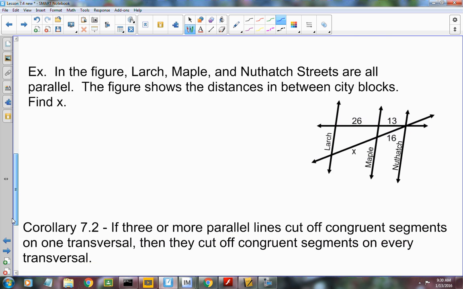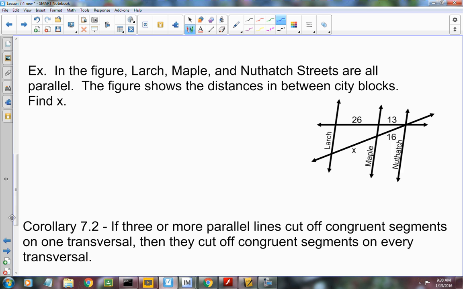Alright, so look at this example. It says in the figure, Larch, Maple, and Nuthatch streets are all parallel. Nuthatch, that's hard to say. The figure shows the distances in between the city blocks. Find X. What do you think? This right here is 26, this is 13. I don't know what this is, and this is 16.